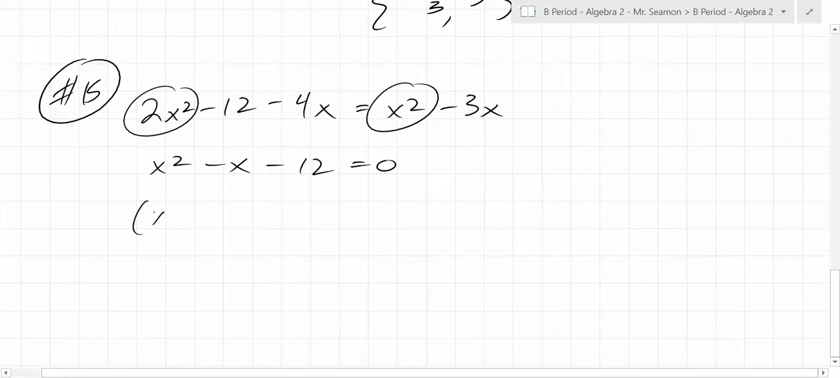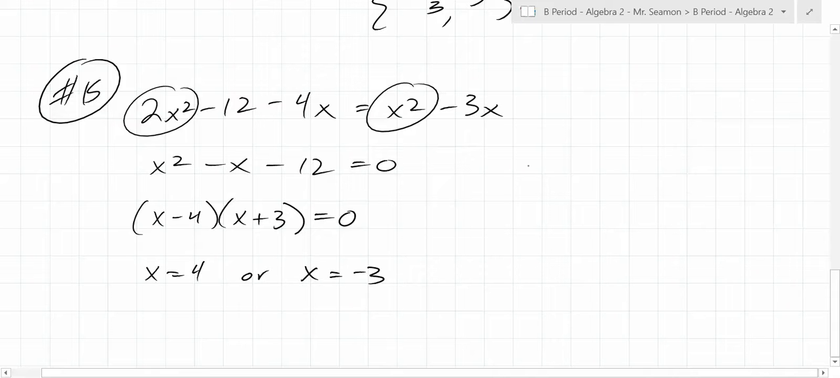Correct, and that's going to be x. What are those two numbers going to be? Negative 4 and 3. So you end up with x equals 4 or x equals negative 3. There it is, right there.